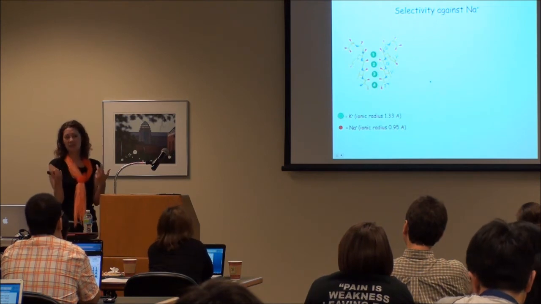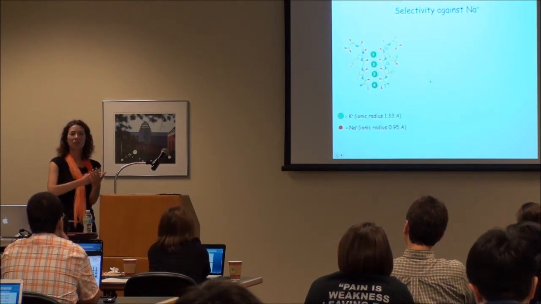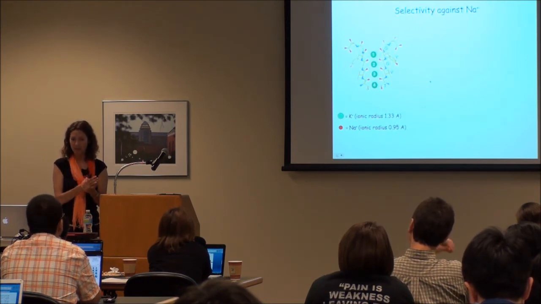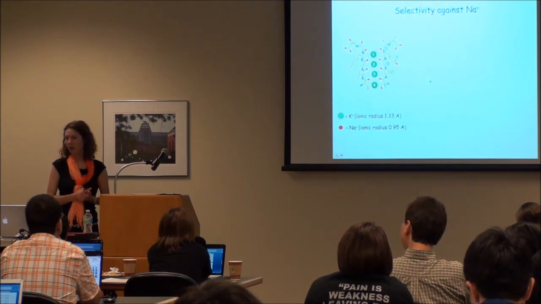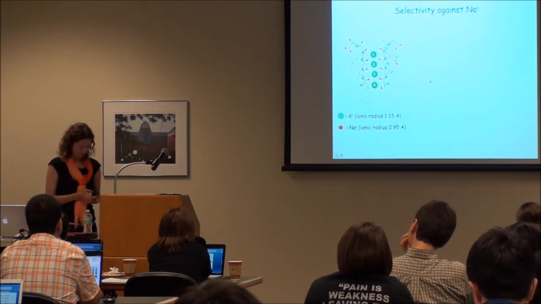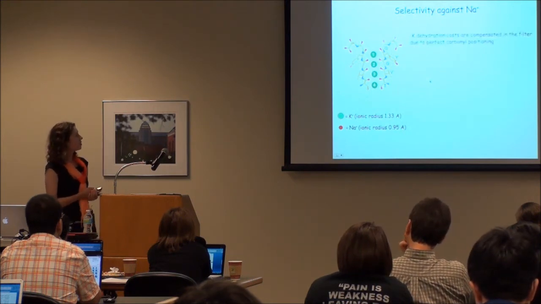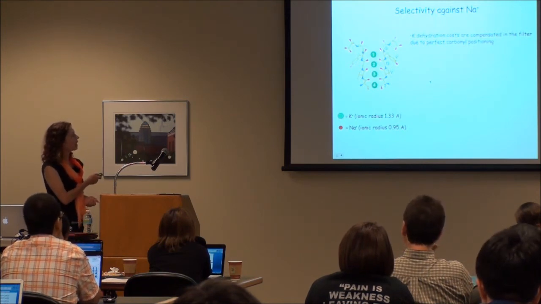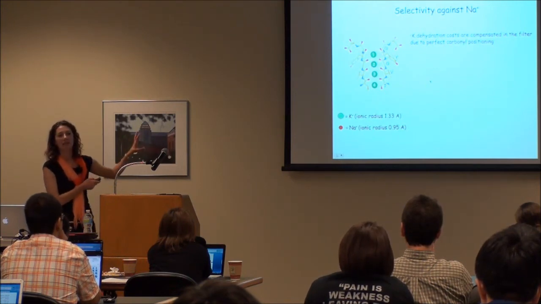Now you have some sort of densities in the core. The resolution is not so good for some reason. You have a different conformation, and sodium ions have the same number of electrons as water, so you don't know what's sodium and what's water. Okay? So the hypothesis is that, as I said, the potassium dehydration costs are compensated in the filter due to perfect carbonyl position. So that's why it likes potassium.